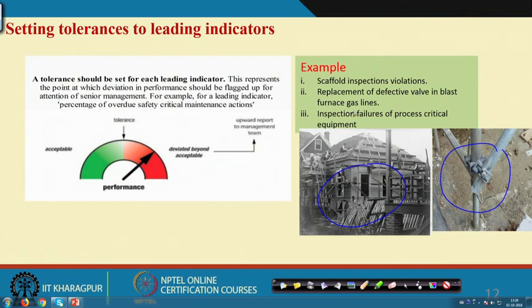Replacement of defective valve in blast furnace gas lines. Suppose the valve is defective; if it is a small detection, you need not replace it immediately, there is time. Inspection failures of process critical equipment. If the inspections of normal process equipment are not happening, you may have tolerance. But if it is process critical equipment, you should have 100% inspections, you need not have tolerance. So their acceptable limit is very low. For normal equipment, your acceptable tolerance is more. So you will be putting tolerances on the leading indicators depending upon the critical equipment and the critical activities.